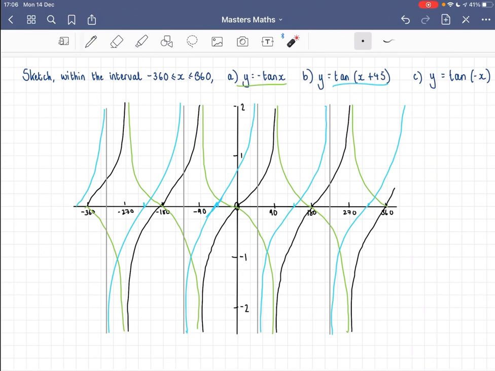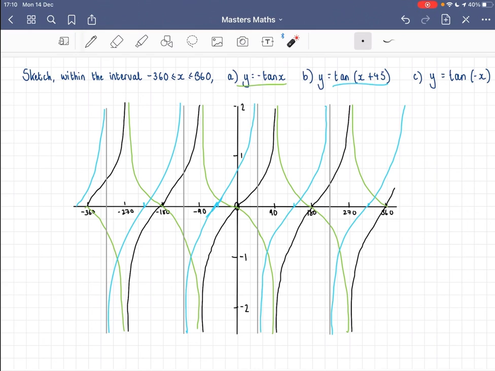So again, it's like taking all of your intersections with the x-axis and making them negative now. So instead of it crossing at 180, it's now going to cross at negative 180, and kind of go in the opposite direction. And the same with where it was crossing at 360, it's now going to cross at negative 360 and go in the opposite direction. So it ends up just looking like this green line that we've already done. So that saves us doing another line onto this graph.